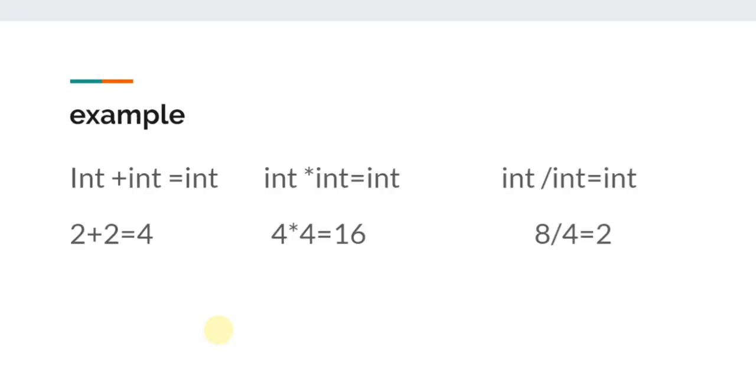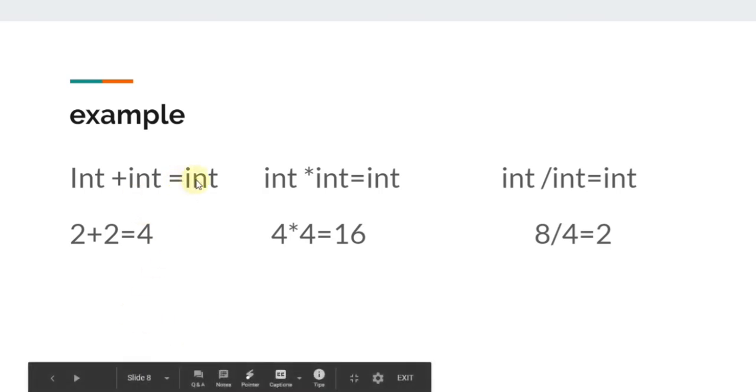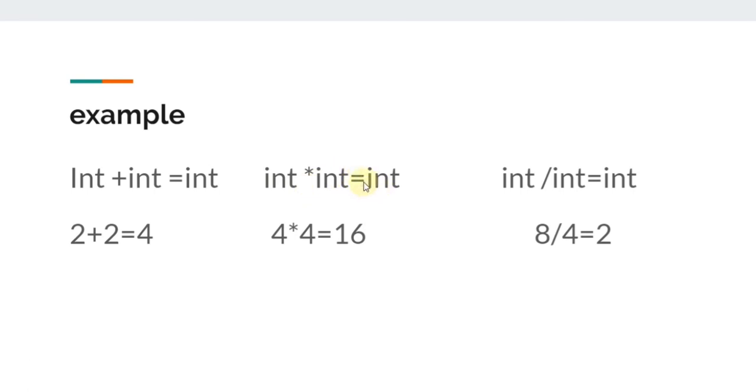Let's take a simple example. We have int plus int is equal to int, int multiplied by int is equal to int, where int means integer, and int divided by int is equal to int. So this is verification. We specify that integer plus integer is equal to integer, and integer multiplied by integer is equal to integer. Now I make this system which performs these three functionalities.